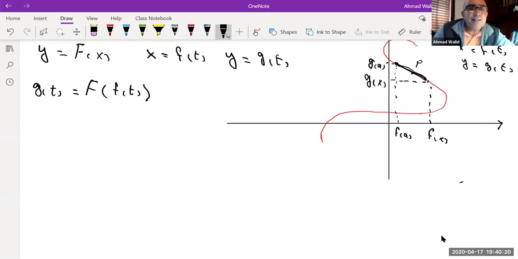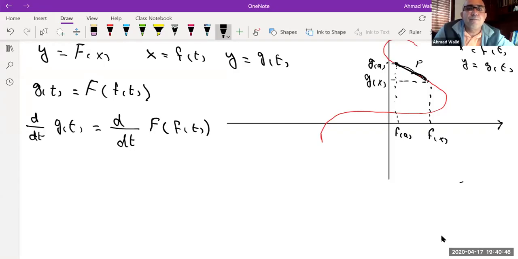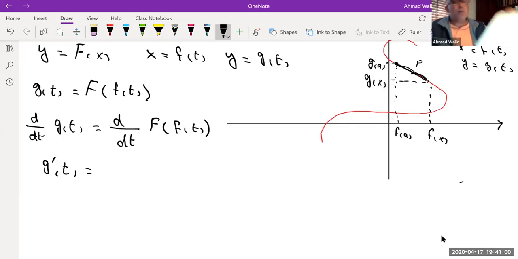Now, let's take the derivative of both sides with respect to t. d over dt of g of t equals d over dt of capital F of f of t. The derivative of g of t with respect to t gives you g prime of t, right? Equals. Now, look at your right side.